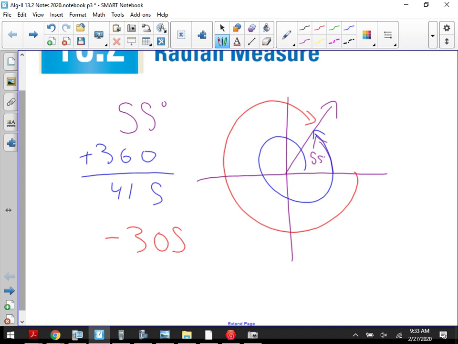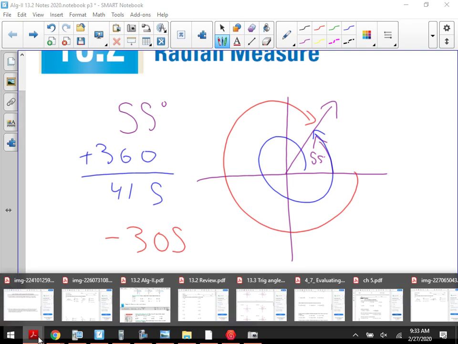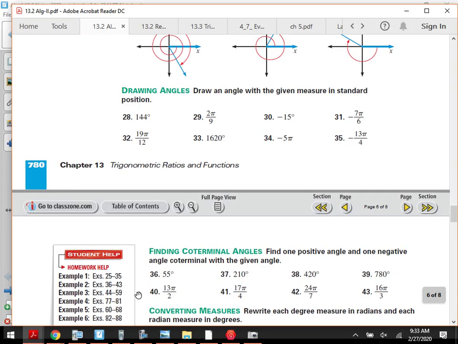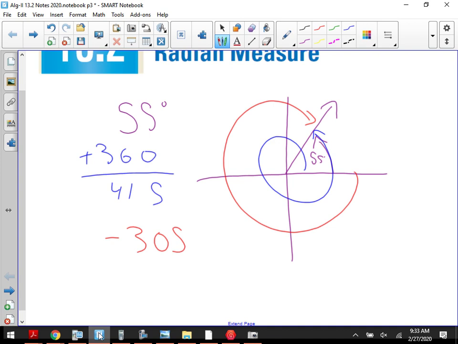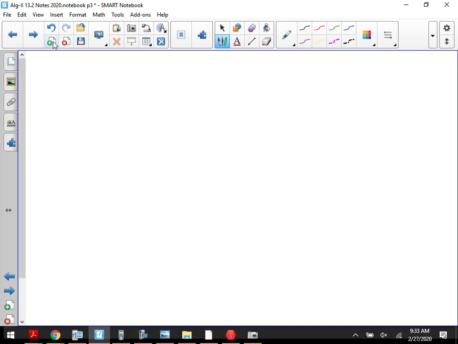Number 30. I think I did that one earlier too. So, yes, negative 5 pi. Is there no reference angle? Remember what we called that if you wound up on an axis? What do we call that? Quadrantal. Yeah, it's a quadrantal.